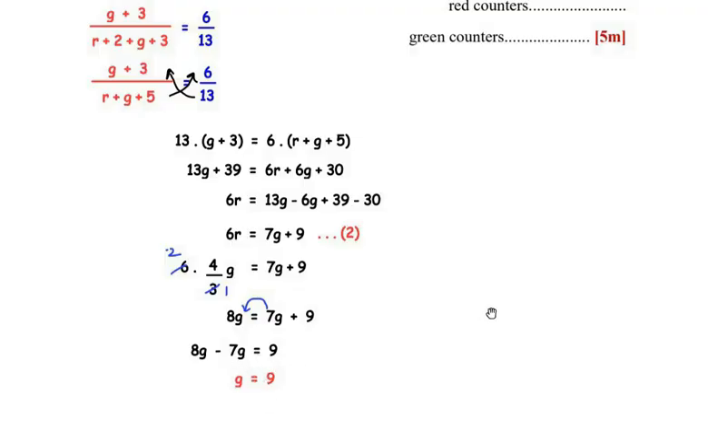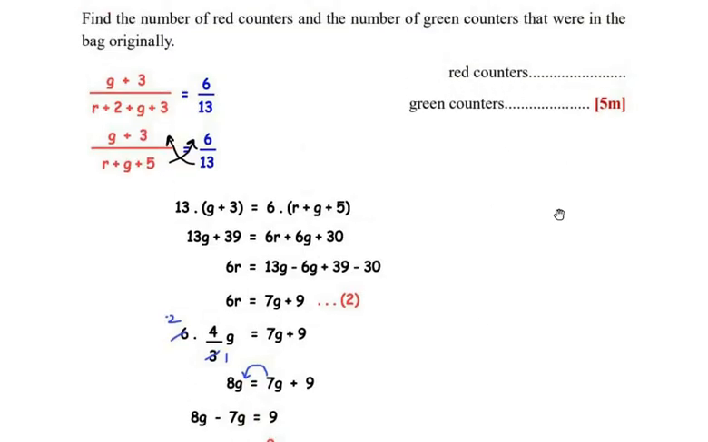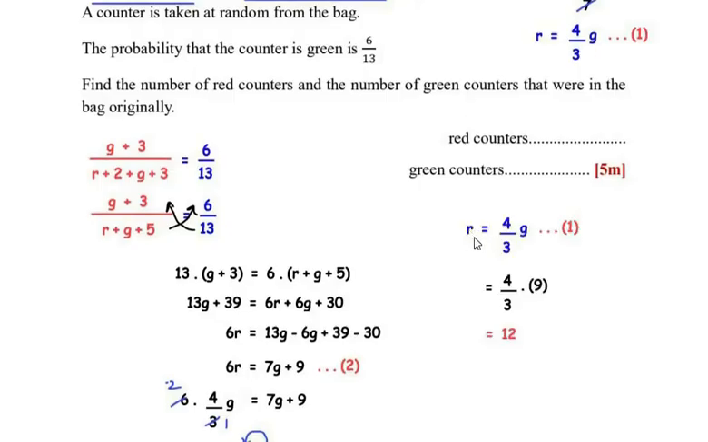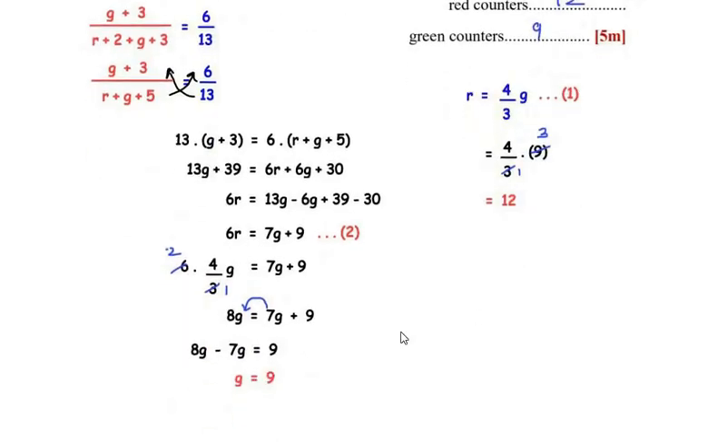Now once we have got this, we need to find out the number of red counters also which are in the bag, and for that I'm going to use the equation 1. So r, that is number of red counters, is equal to 4/3 times g, and we had got the value of g as 9. So 4/3 times 9. Now 3 divides 9, that is 3 1 times is 3 and 3 3 times is 9. So we get the number of red counters in the bag as 4 times 3, that is 12. So number of red counters are 12 and number of green counters are 9. So this is our answer.